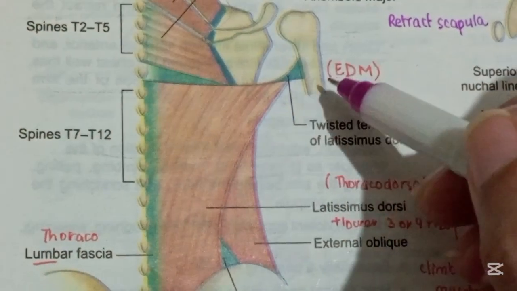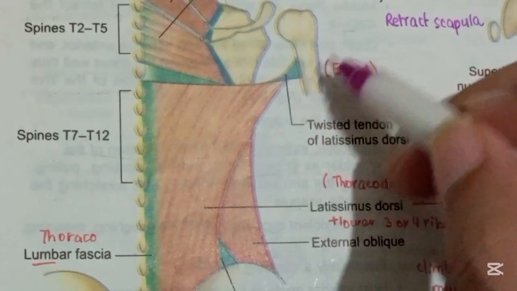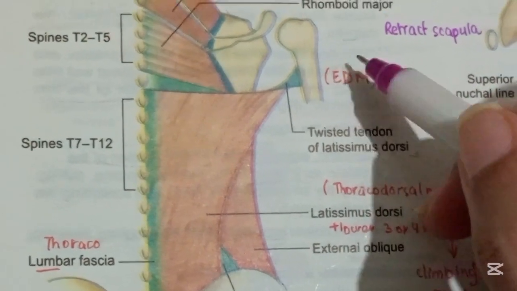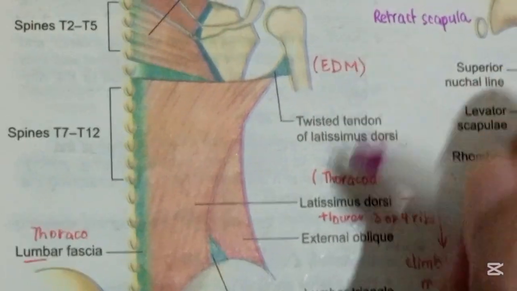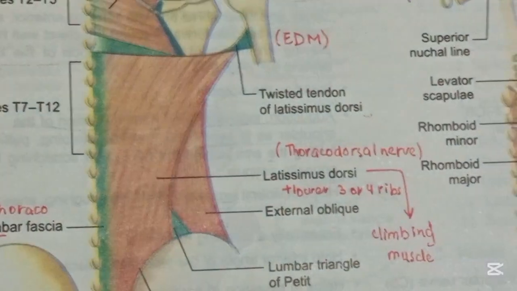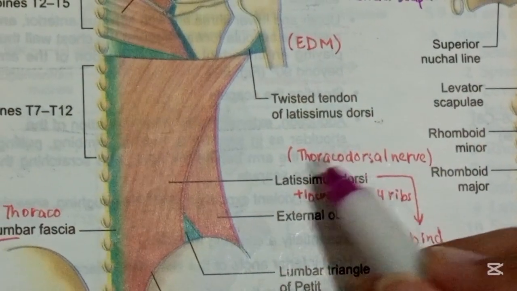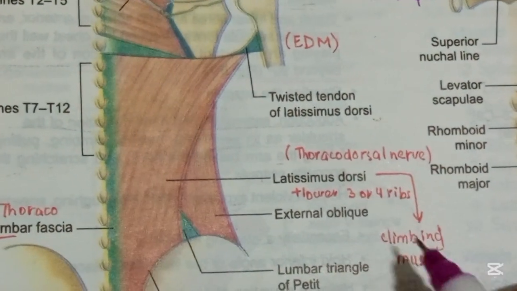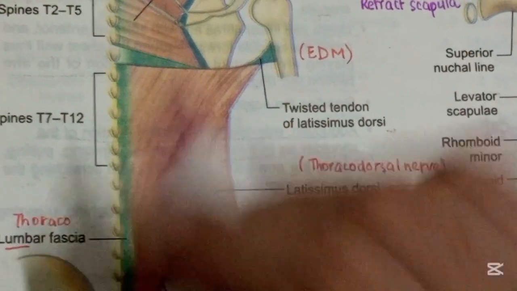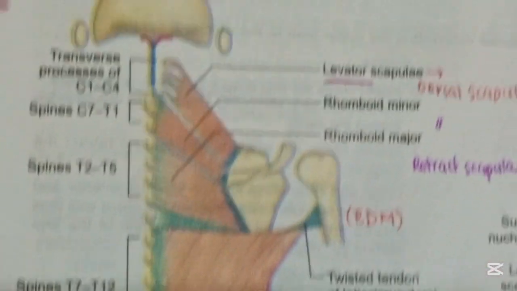So its function will be EDM. E is extension, D adduction, M medial rotation of humerus bone, and its nerve supply is from thoracodorsal nerve, and it helps in climbing. Now move toward the next muscles.